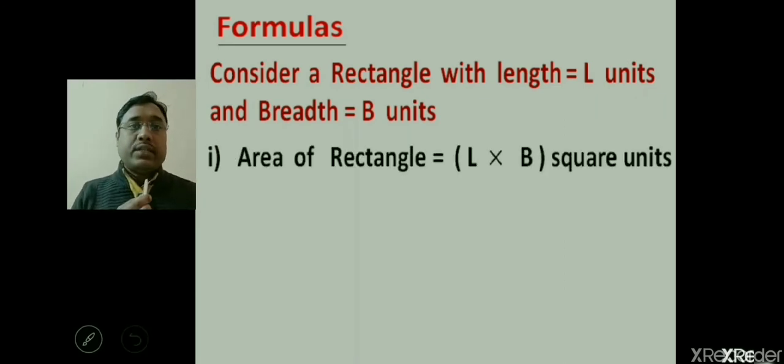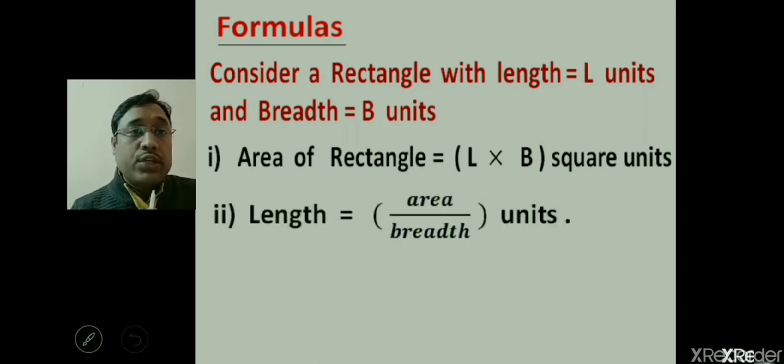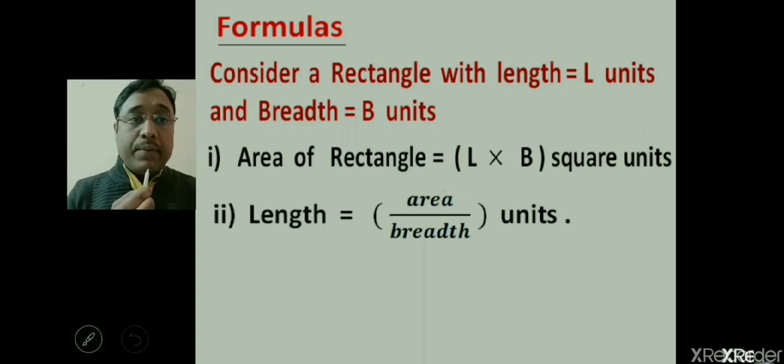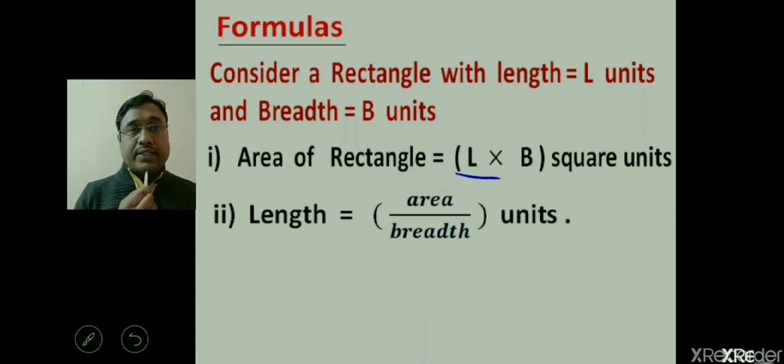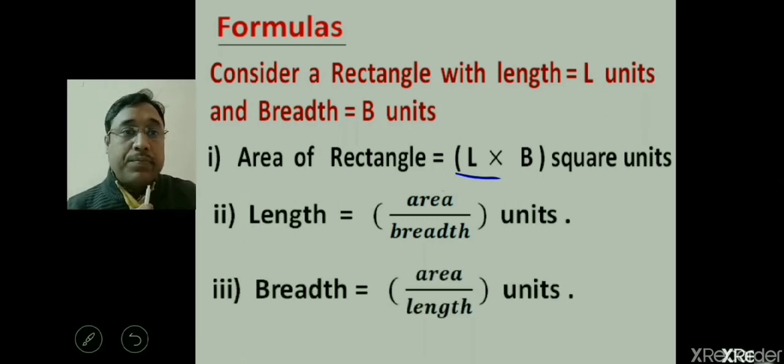Then the area of the rectangle is length into breadth, that is L into B square units. The units of length and breadth multiply, and the result is in square units, also called unit square. By this formula, if you cross multiply, to find the length the breadth will divide the area. So length equals area by breadth, and to find the breadth the length will divide the area. That means breadth equals area by length.